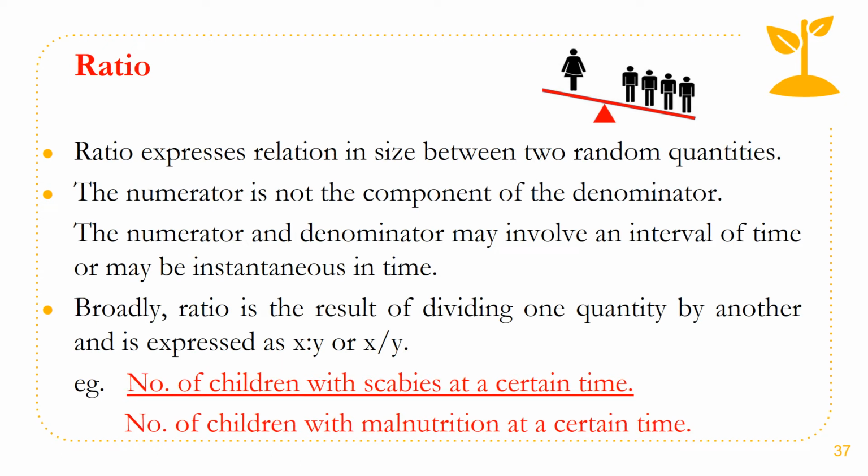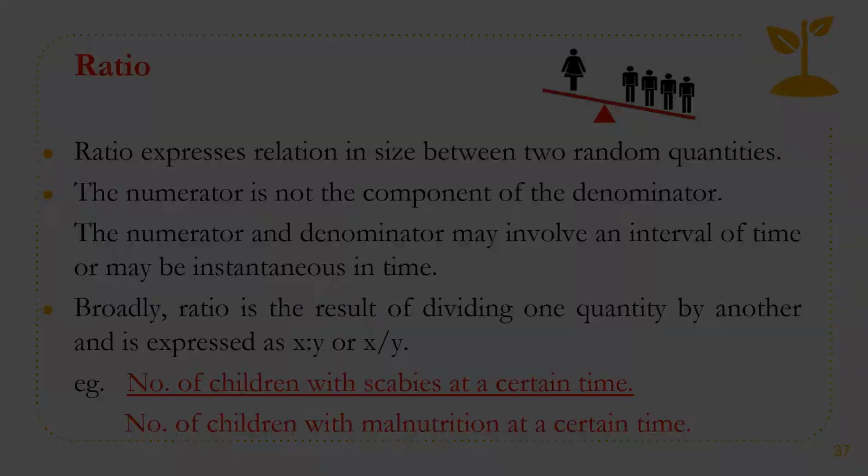Ratio. Ratio expresses the relation in size between two random quantities. The numerator is not a component of the denominator. The numerator and denominator may involve an interval of time or may be instantaneous in time. Broadly, ratio is the result of dividing one quantity by another, and it is expressed as x is to y or x divided by y. Example: number of children with scabies at a certain time divided by number of children with malnutrition at a certain time. Here, the numerator is not a part of the denominator and vice versa.